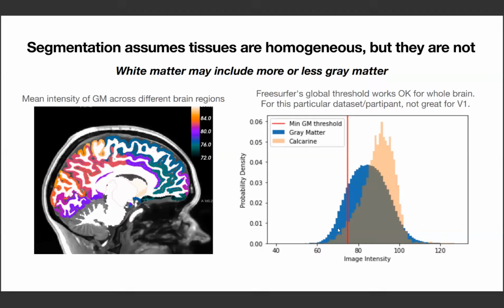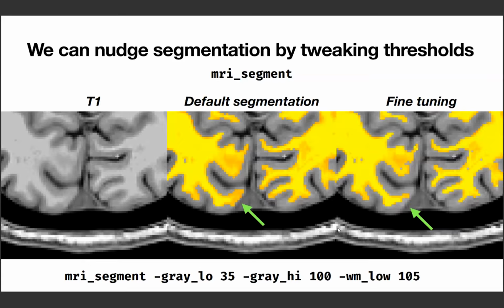So an issue with the segmentation is that it may end up including more or less white matter, depending on where we are. So we can actually tune these parameters in the MRI segment. We can change these parameters gray low, gray high, and white matter low, which may be useful for our 7T data to tweak how the segmentation is performed.